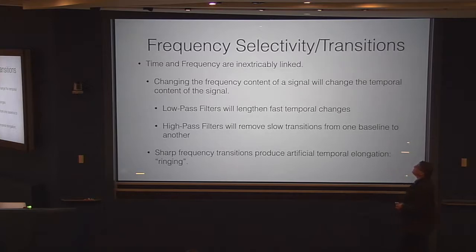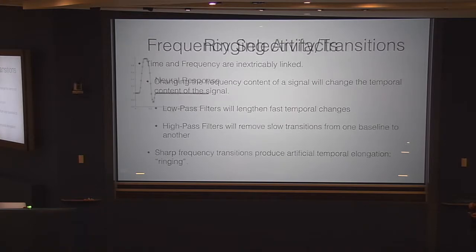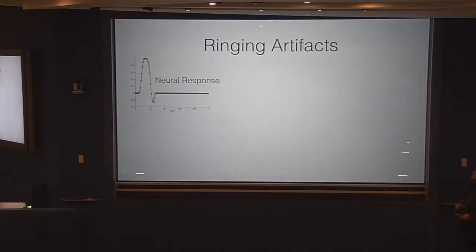A specific example that we're going to look at is the sharper frequency transitions. So this is something in the frequency domain. They produce something in the time domain, which is an artificial elongation of the signal. It makes it last longer, and it's called ringing. So here's a good example of ringing. This is the neural response that you're hoping to see, because this is what the brain is producing.